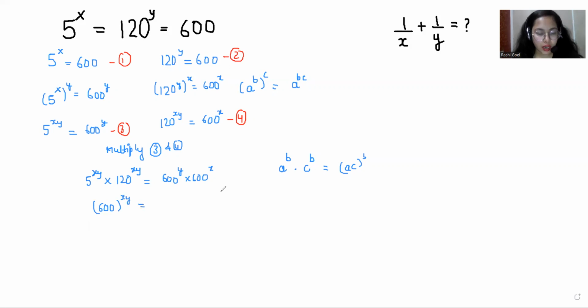And on the right side, we know the identity that a^b times a^c, if the base is the same and there is a multiplication sign in between, we can write the base once and simply add the powers. So 600^(y+x). Now the bases are the same, so I can write it as xy = y + x.